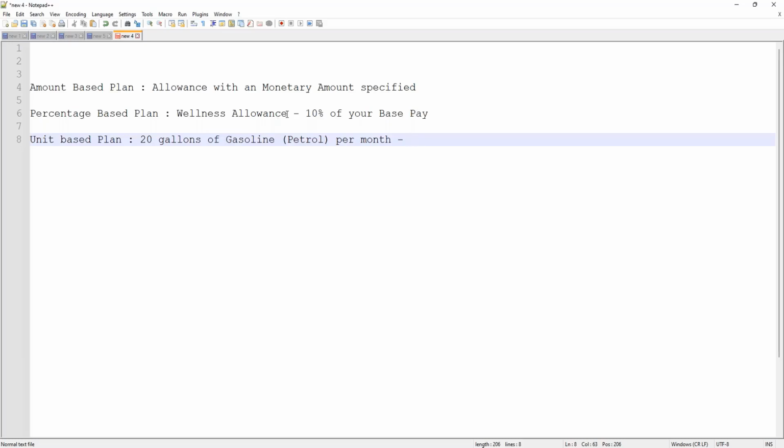So every month they will announce what is the rate that they're going to give you. Like, let's say this month, they are going to give you $3.5 per gallon. So this month you are going to get $70. Next month it can be a different rate per gallon, so that you get a different amount.